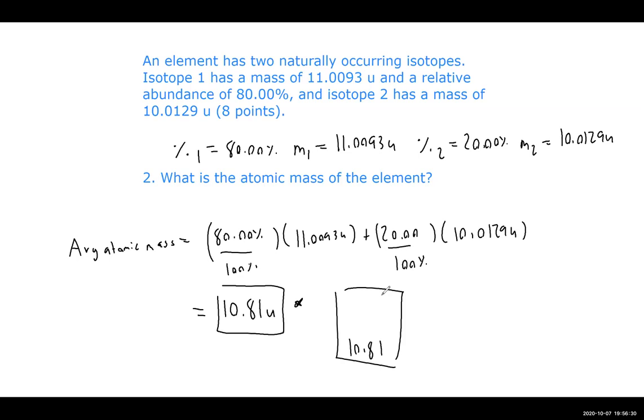What element has an atomic mass of 10.81? Boron? Yep, exactly right. Perfect. Does this example make sense to everyone? Yes. Perfect. So let's go back to opening up the exam.